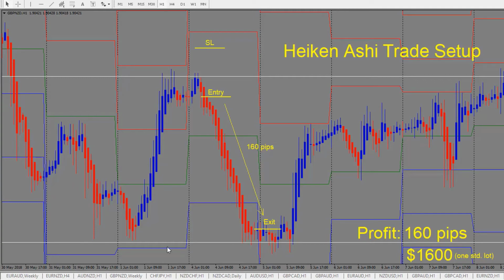Once price comes into the next support level here, price flattens out, and that's a good time for us to exit the trade. From entry to exit here, we get 160 pips in the trade. So our profit is 160 pips or $1,600 if trading one standard lot.